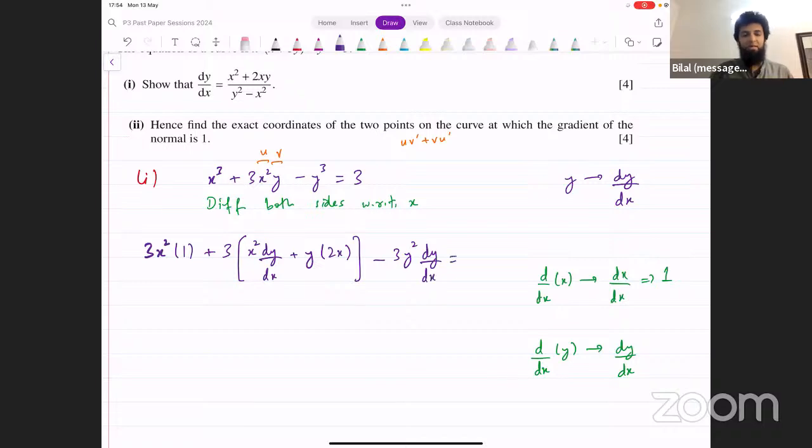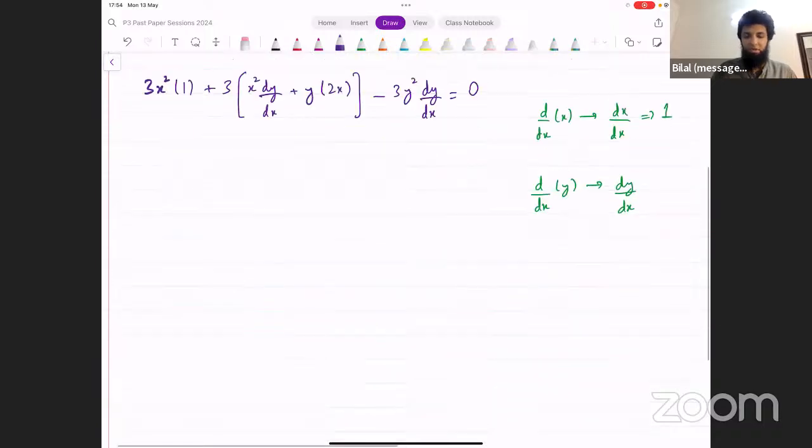Now, on the other side, it's a very common error that you have 3 here. You leave it as 3. Remember, we are differentiating both sides with respect to x. So what's the derivative of 3 with respect to x? That is going to be 0. So on the right side, we would have 0 eventually.